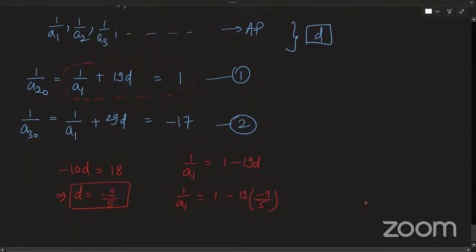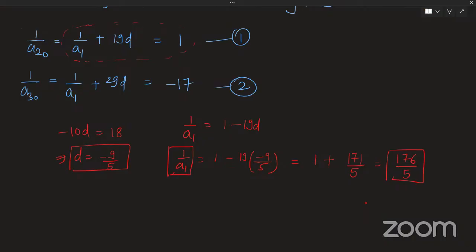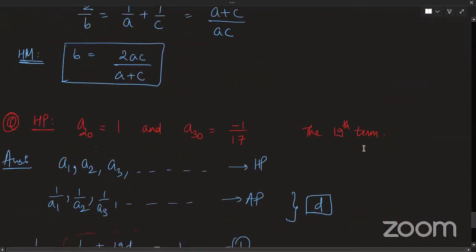So it is 1 plus 19 into 9. What is 19 into 9? 171 by 5. So 176 by 5, and this value is my 1 by A1. Now I have got my 1 by A1 and my D also, and it is asking me to calculate the 19th term. Tell me, how should I calculate my 19th term?